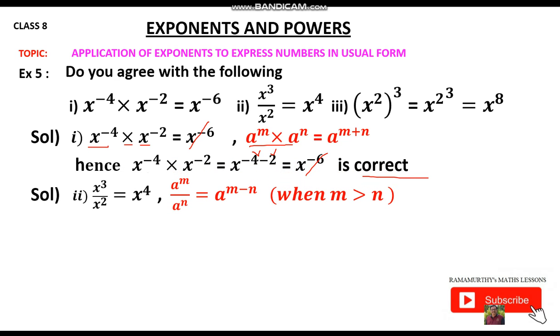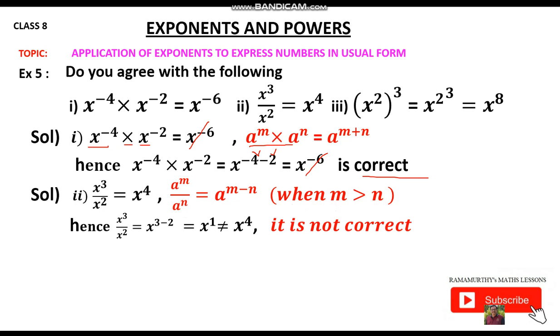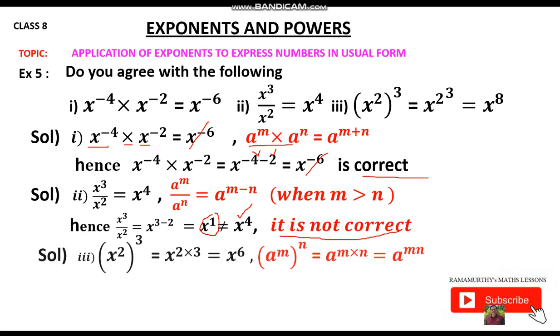The second problem. x^3 by x^2 equals x^4. This is like a^m by a^n equals a^(m-n), when m is greater than n, that means the exponent of the numerator is greater than the exponent of the denominator. Hence we use this law. So x^3 by x^2 gives us x^(3-2), which is x^1. But it is given as x^4, which is not correct.